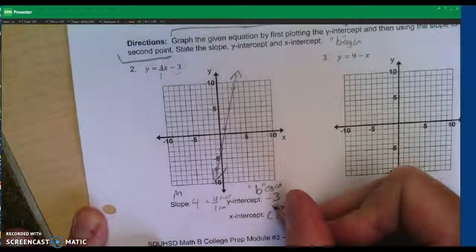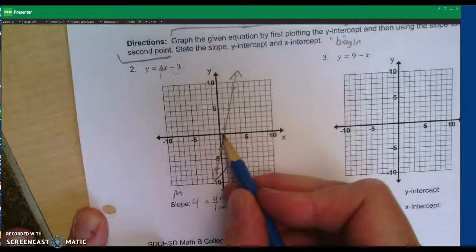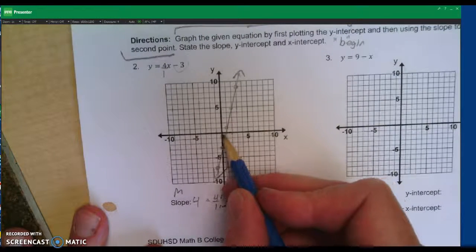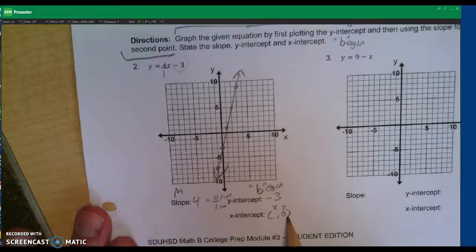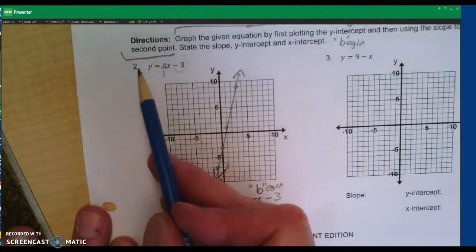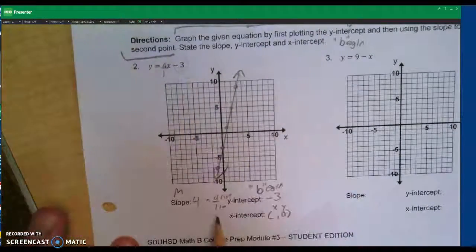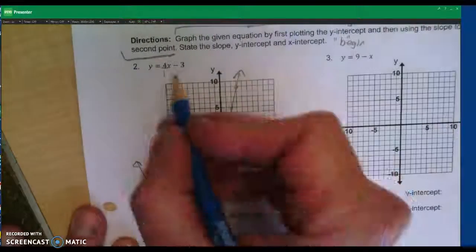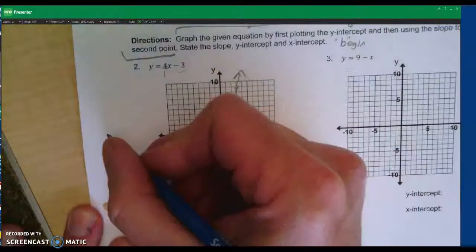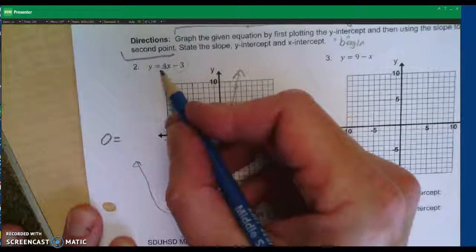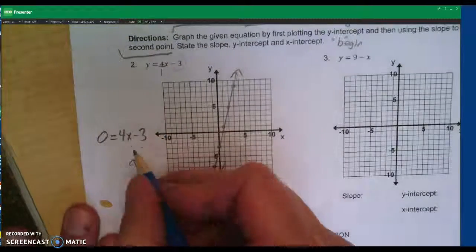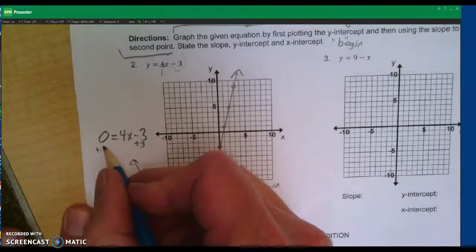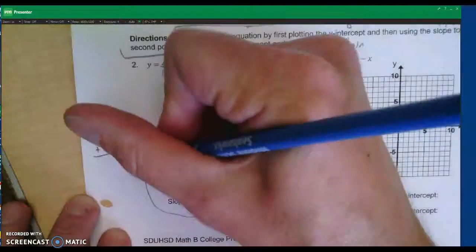And what you're looking for is what x value this is. Somewhere between 0 and 1, but you can't guess. Well, if you know that y is 0, guess what you do? You take that value for y, and you plug it in and find out what x is. So here we go, x-intercept. Take the y value that you know is 0, plug it into the original equation, and now you have an equation that you can simply solve for x.